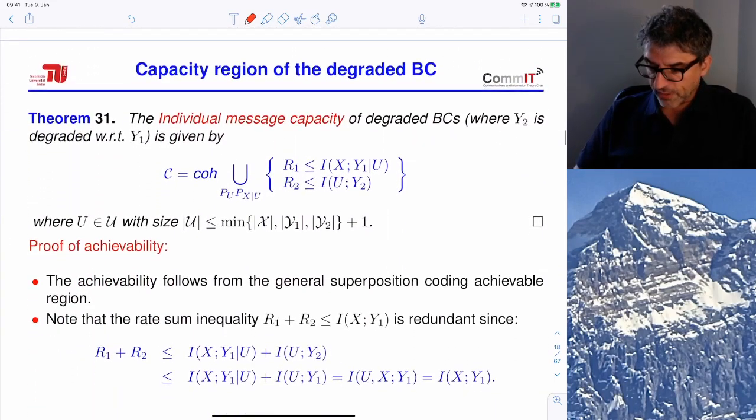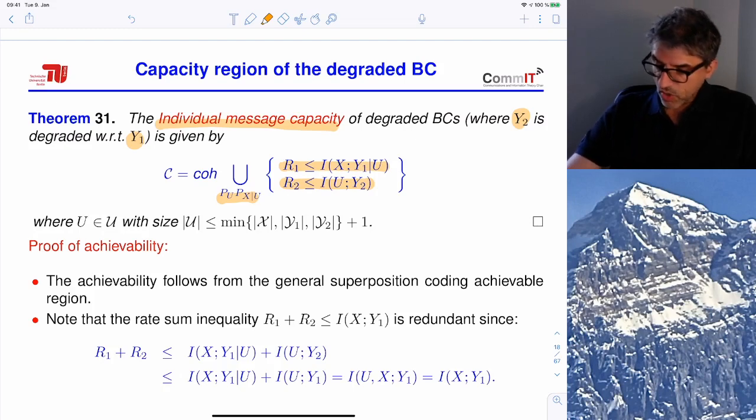So we get to the result of the capacity region of the degraded broadcast channel. It says that the degraded broadcast channel with individual messages, so we talk about individual messages only, R1, R2, and the order of degradation is that Y2 is the worst user, so Y2 is a degraded version of Y1, is the convex hull of the union over all possible P_U, P_X given U, of the regions obtained by these two inequalities: R1 less or equal than the mutual information I(X;Y1|U), R2 less or equal than the mutual information I(U;Y2).